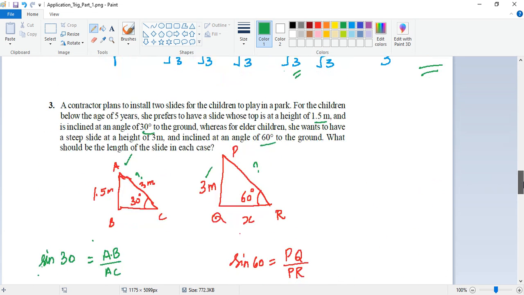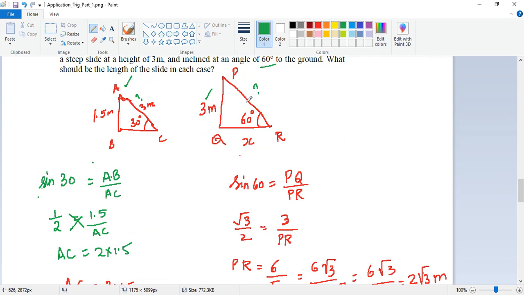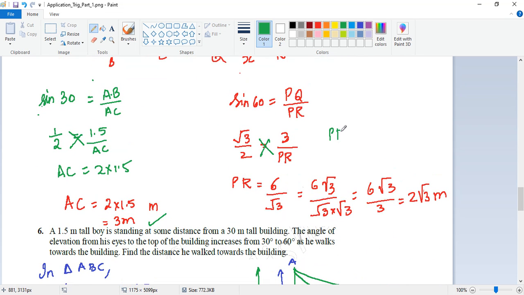Now for the other one, for the elder children, I have to find the PR. So again, I use sine 60 equals PQ over PR, where sine 60 is root 3 by 2, equals PQ, which is 3, over PR. So again, you cross multiply. So you will get PR times root 3 equals 3 times 2, right? So PR equals 6 by root 3. I've taken the root 3 to the other side. So I can just multiply by root 3 by root 3, just rationalizing. So that gives you 6 root 3 by 3. This could still be cancelled, and I get 2 root 3 meters.